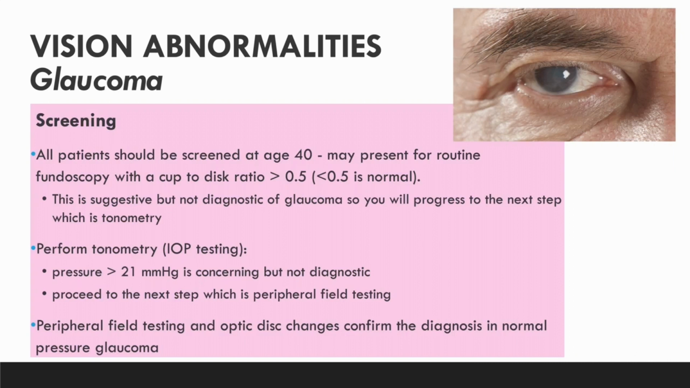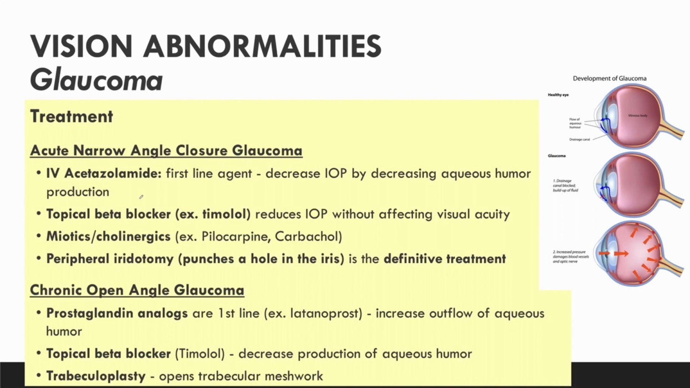So, screening. All patients should be screened at the age of 40 for open angle glaucoma. So you're going to send them to the specialist so they can look for an increased cup to disc ratio. The cup to disc ratio, I don't know if I have a picture of it, but the optic disc, you have a cup and a disc, and the ratio between the two has to be less than half. If you notice a normal cup to disc ratio, then you also perform a tonometry. And last but not least, if you're still thinking it, you do peripheral field testing, looking for peripheral vision changes.